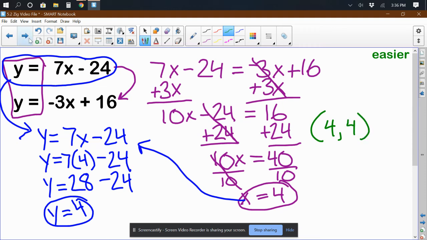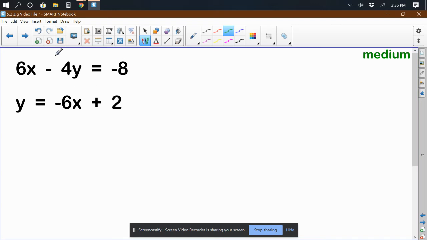Okay, on to a slightly harder one. Now we have one equation that's in standard form and another one in slope-intercept. I like working with this one first. You can see that y equals negative 6x plus 2. Since it equals y, I'm going to take this negative 6x plus 2 and put it where the y is in the other equation.